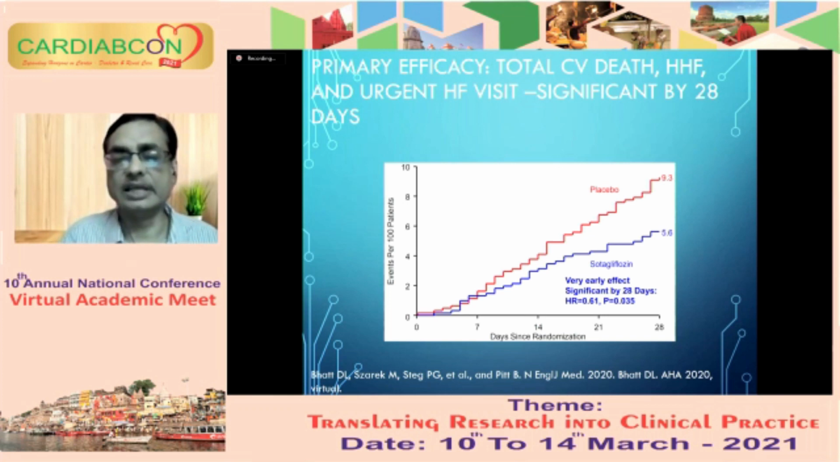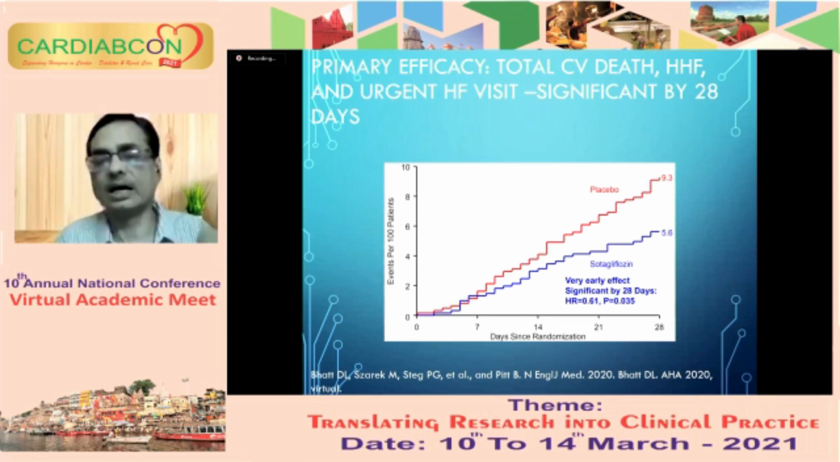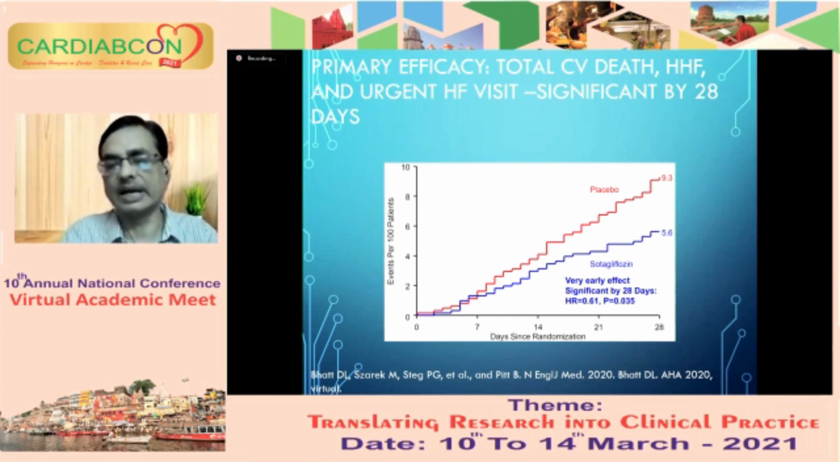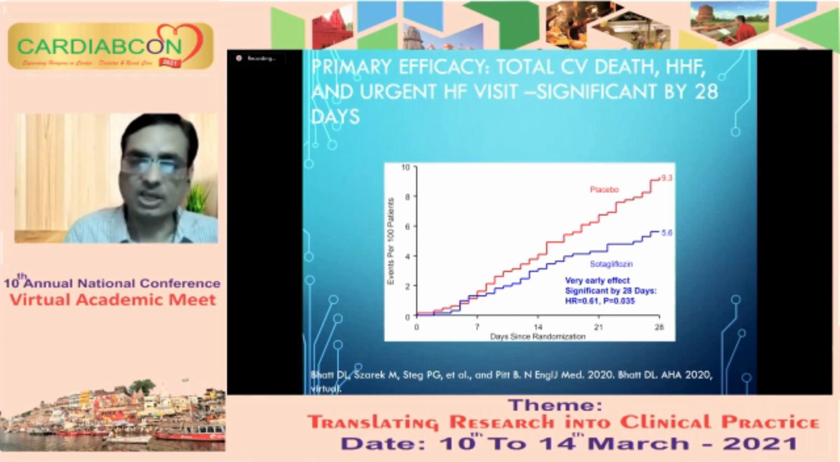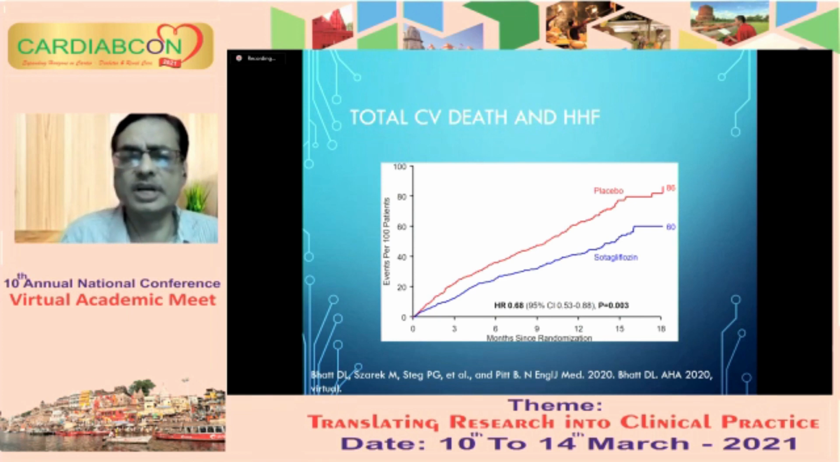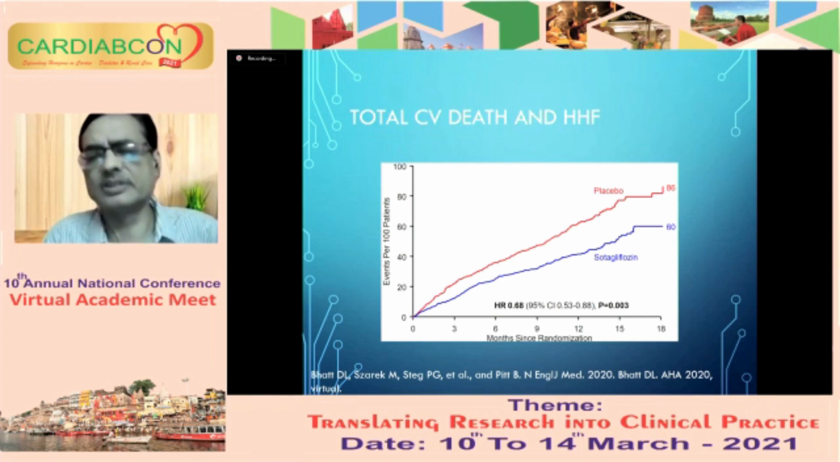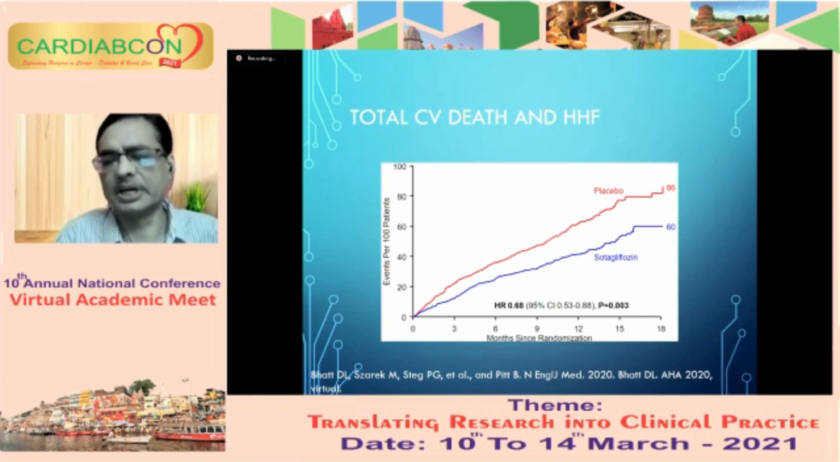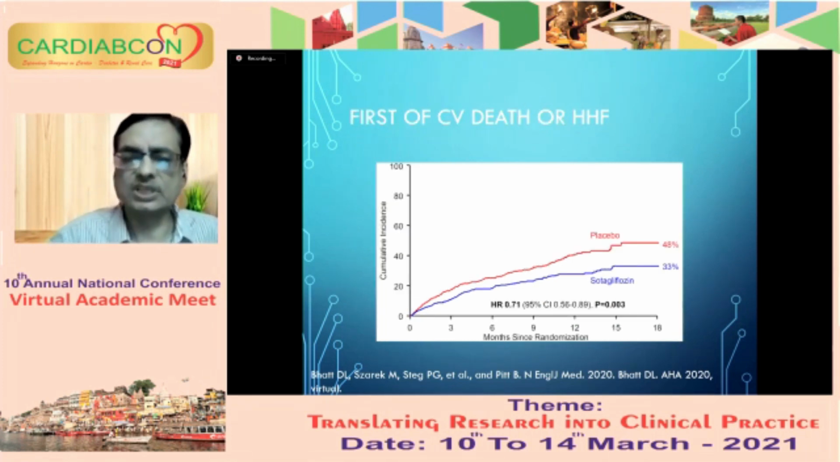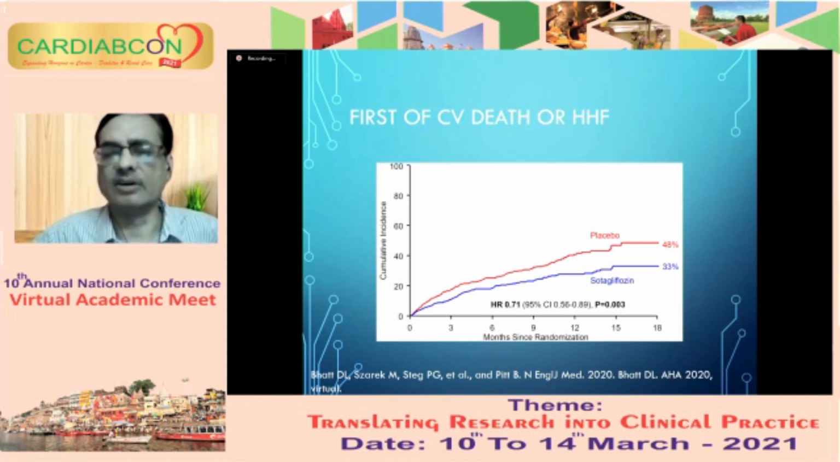It started very early, because if you see at the end of 28 days only, it was so significant. The risk reduction was at the tune of 39%. The graph started diverging so early, and even as early as 28 days we get a huge risk reduction in these three parameters. If you individually see total CV death and hospitalization for heart failure, there was a risk reduction of about 32%. And for the first CV death or hospitalization for heart failure, there was a risk reduction of around 30%.